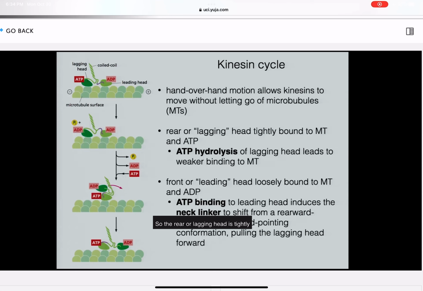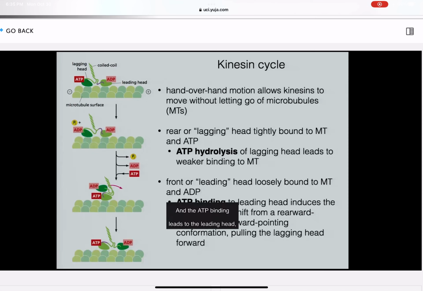So the rear or lagging head is tightly bound to the microtubule and to ATP. Okay? When it's ATP bound, it's tightly bound to the microtubule. ATP hydrolysis of the lagging head leads to weaker binding. So you want hydrolysis so that you can start your step. Because if you were bound to ATP, it's like having glue at the bottom of your shoe. You're not going to really be lifting it up. Okay? The front or leading head is loosely bound to microtubules and ADP. So this is the one that's after hydrolysis.